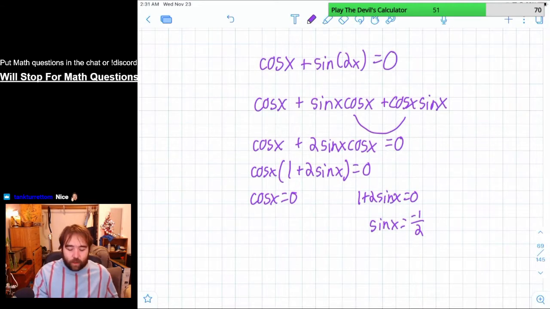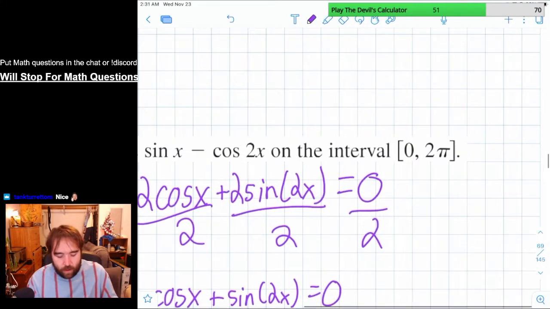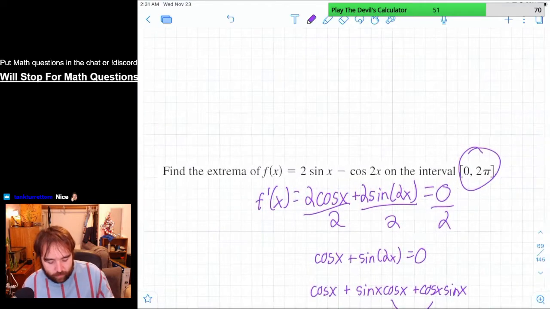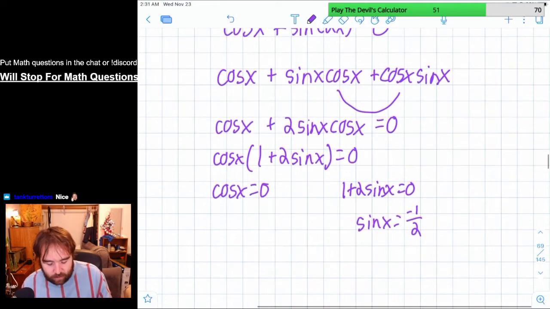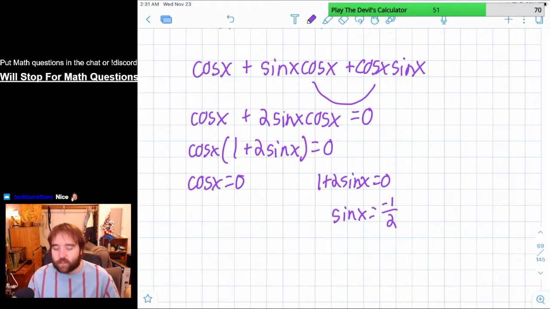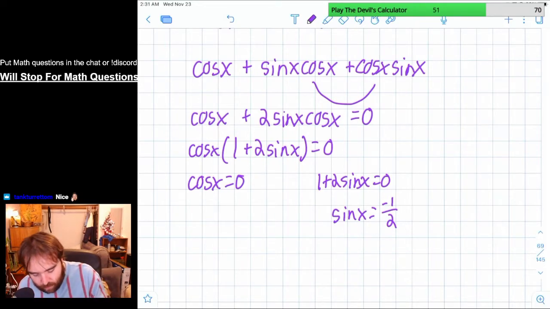So then we got to know our cosine and our sine values. But notice we're only looking from 0 to 2 pi. So we only got to actually think about it from 0 to 2 pi. So from 0 to 2 pi, when is the cosine equal to 0? Twice, right? At pi over 2 and 3 pi over 2.